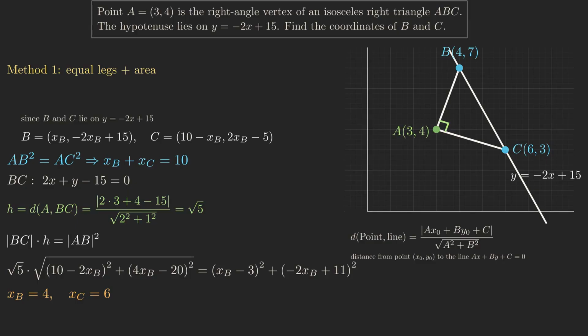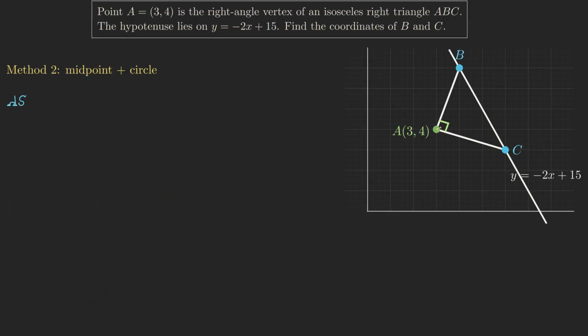Now let us see the same answer appear geometrically. Method 2 is more geometric. We draw the perpendicular from A to the hypotenuse and find its intersection point S. That midpoint is (5, 5).